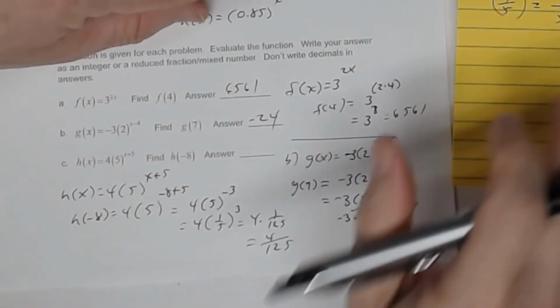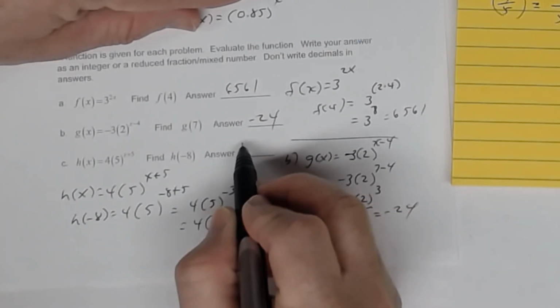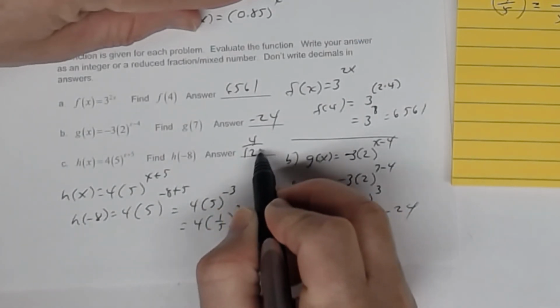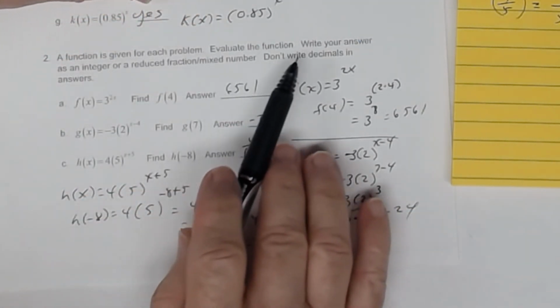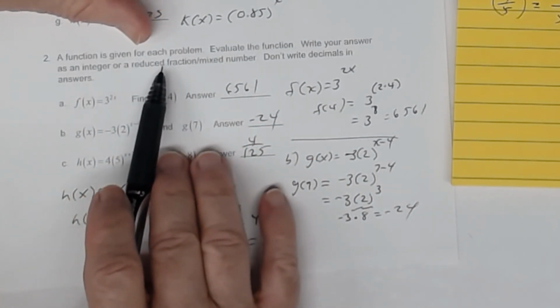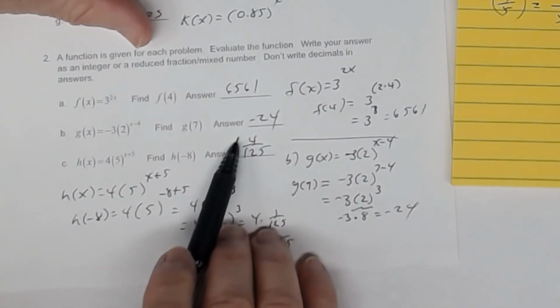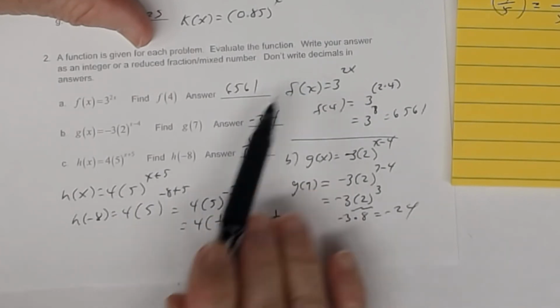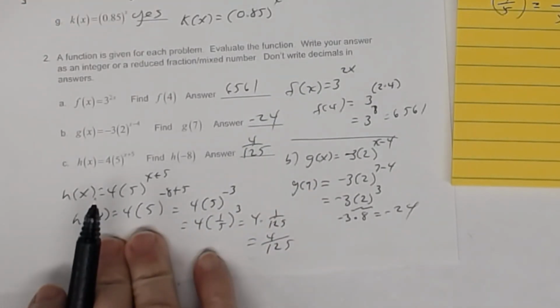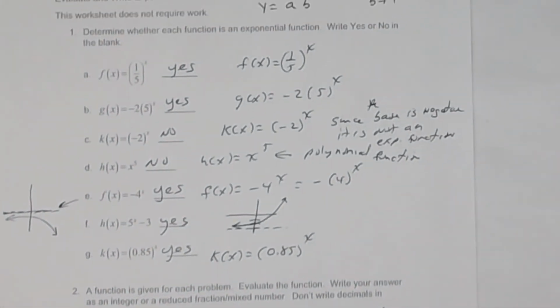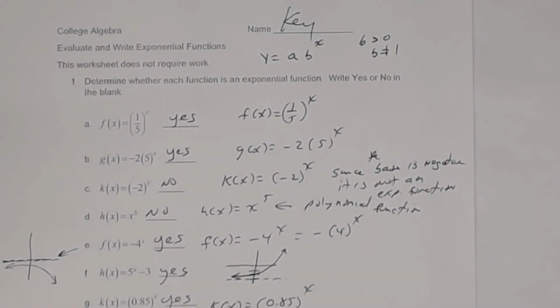And so that's your answer. So you're going to say 4 divided by 125. And remember, the directions said write your answer as an integer or a reduced fraction or a mixed number. So notice this is a reduced fraction. Do not write any decimals. All right, so that is it. That is the key to the worksheet on evaluating and writing exponential functions.